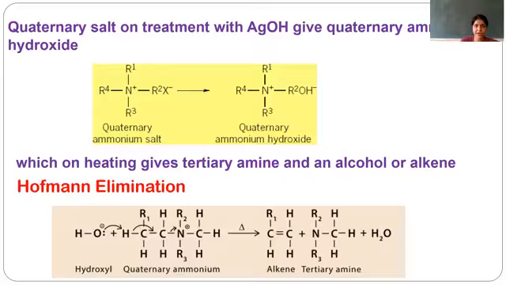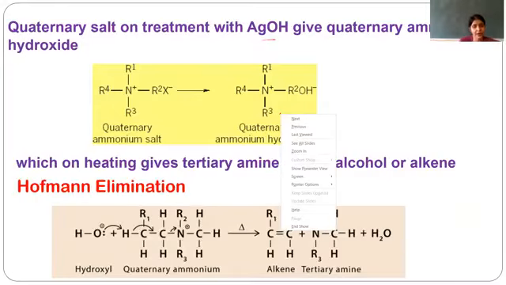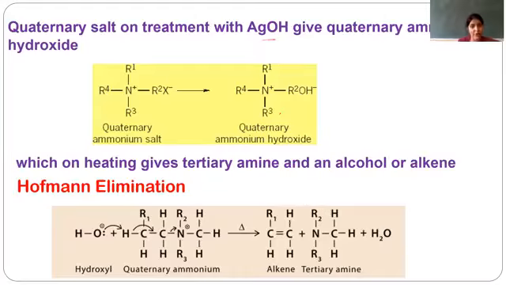Any quaternary ammonium salt on treatment with silver hydroxide is converted into quaternary ammonium hydroxide. When this quaternary ammonium hydroxide is subjected to heating, it gives tertiary amine and alcohol or alkene. Here you can see this is quaternary ammonium hydroxide formed by the reaction of the quaternary ammonium salt and silver hydroxide. When it is heated, there is the elimination of a water molecule, or formation of alkene and tertiary amine. This step of the reaction is known as Hofmann elimination reaction. Not the whole reaction, only the last step is known as Hofmann elimination. So this was the first reaction, reaction of alkyl amine with alkyl halides.